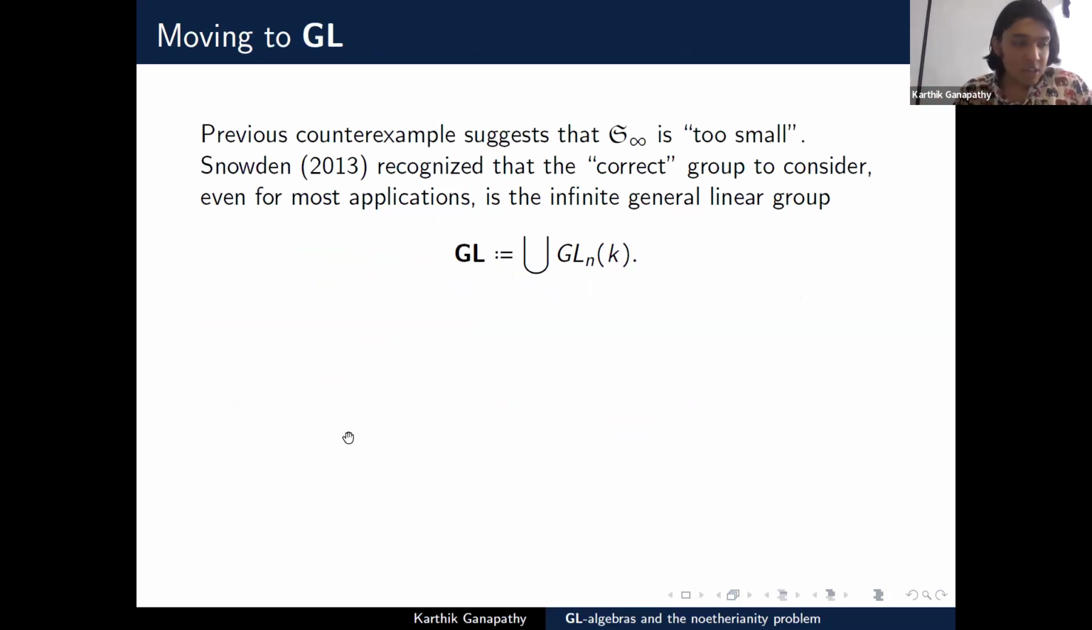And the previous counterexample suggests that S infinity is too small. And Snowden, I think, was the first to recognize that the correct group to consider, even for the sake of most applications, is this infinite general linear group, where I just take the colimit of all GL_n(K), with one n by n invertible matrix sitting inside an n+1 by n+1 matrix with a 1 on the bottom right entry.